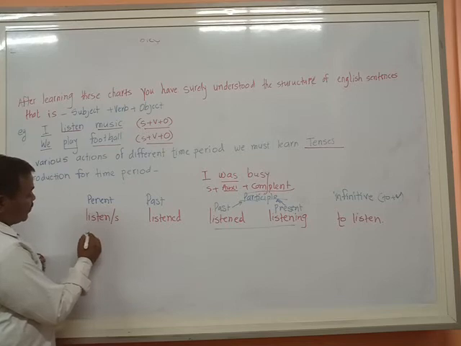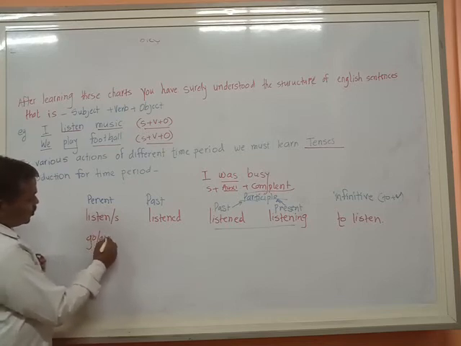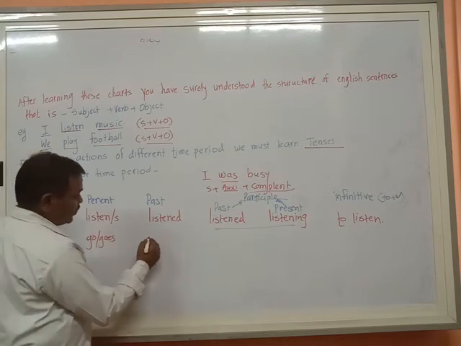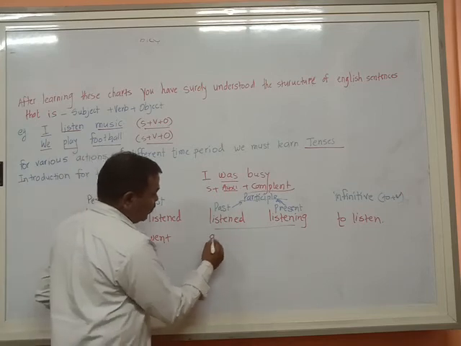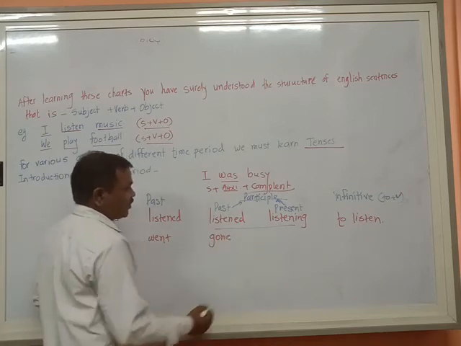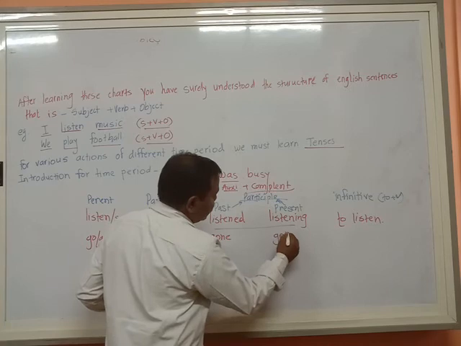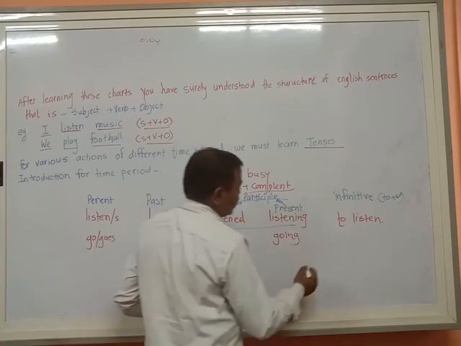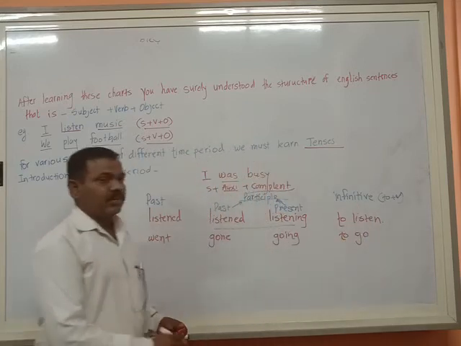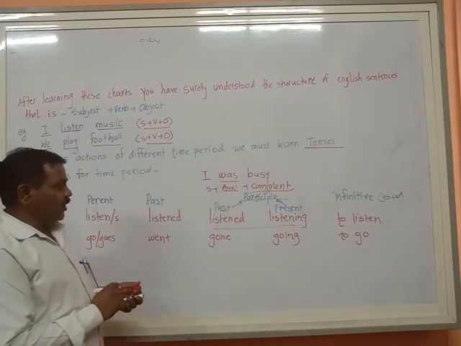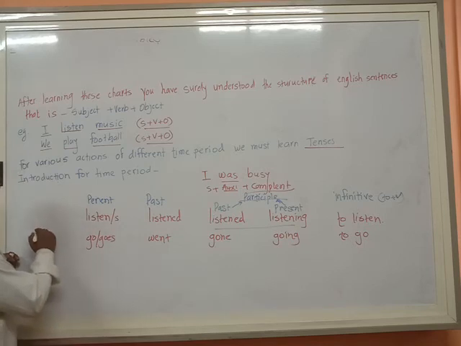Suppose I take another example, go or goes, present. Went, simple past tense. Gone, past participle. Going, present participle. And to go is the last part. So in the same way you have to collect at least 10 verbs. You have to collect 10 verbs.